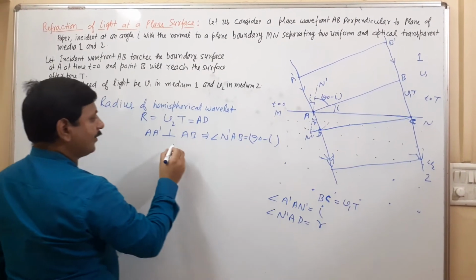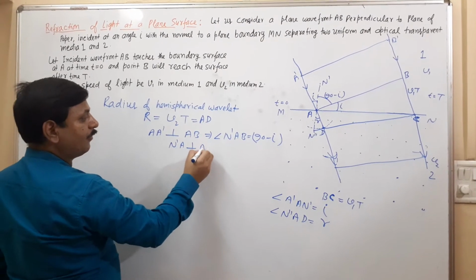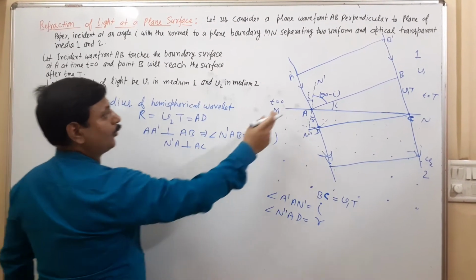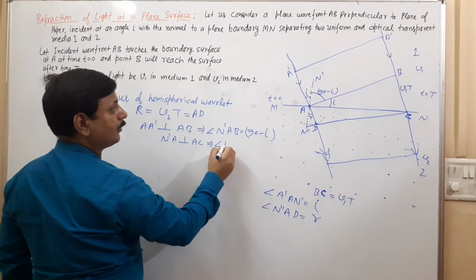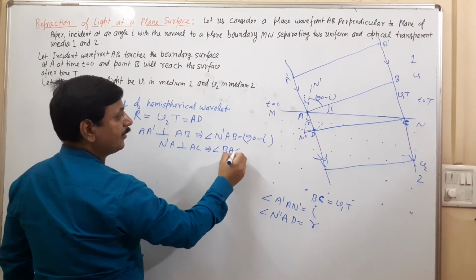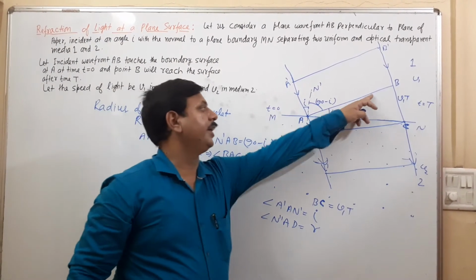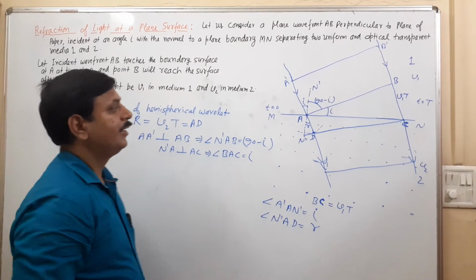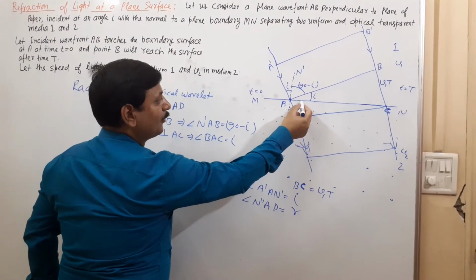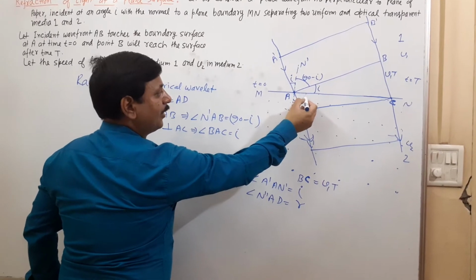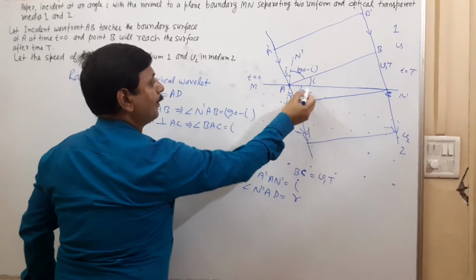And N dash is normal. N dash A, normal to the surface AC. Total angle is 90, so this angle BAC is equal to I. So angle BAC becomes I. Same way, if you go here, this is R, so this angle is what? From here to here, this angle becomes 90 minus R.